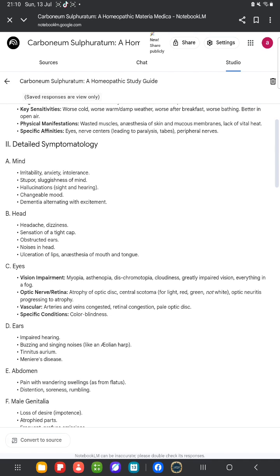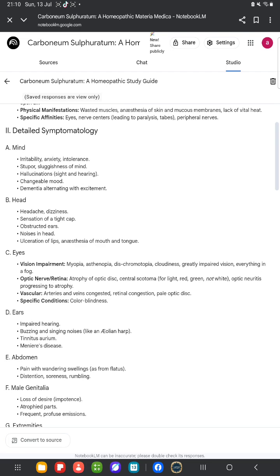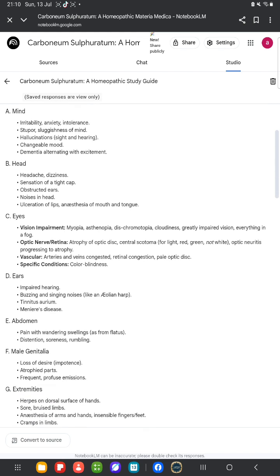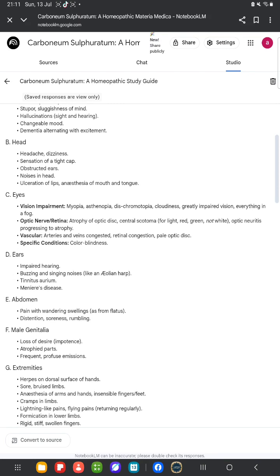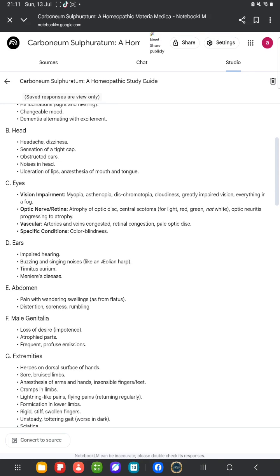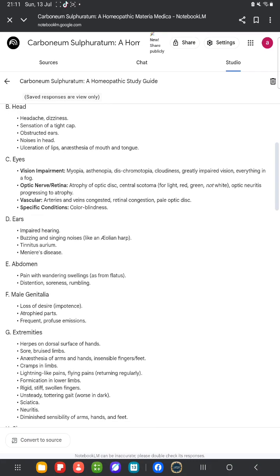Okay. From the eyes, what about hearing? Does it affect the ears much? It does. Hearing can be impaired. Often there are noises described, buzzing and singing noises, like an Aeolian harp. Like a wind harp. That's oddly poetic for tinnitus. Isn't it? It also lists tinnitus aureum more generally. And interestingly, it's even linked to Meniere's disease. The inner ear disorder with dizziness, ringing, hearing loss. Exactly. So definite ear involvement too.